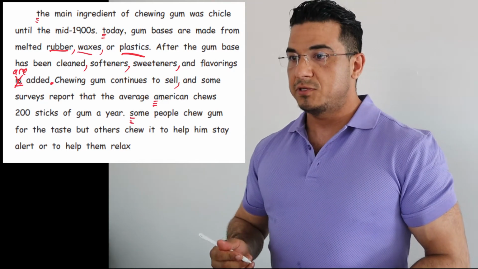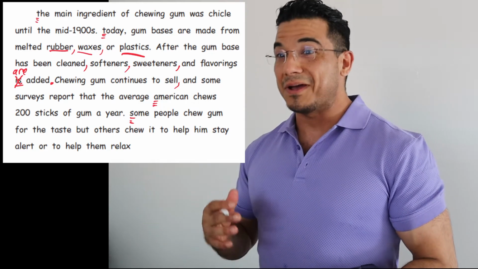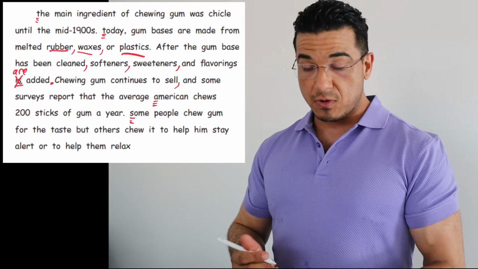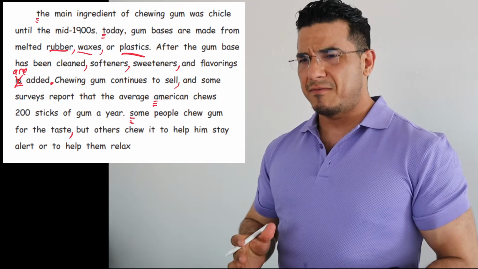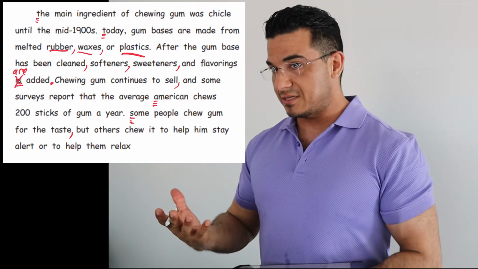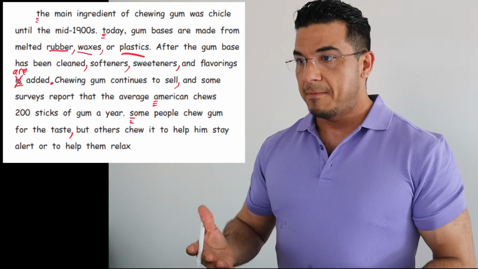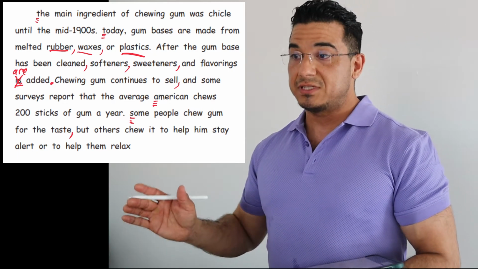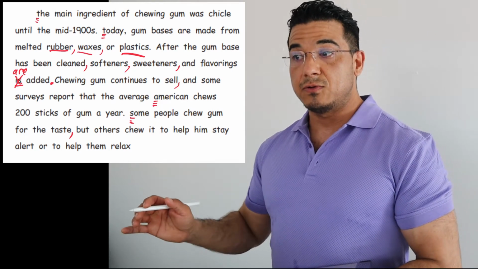So some people chew gum for the taste, but others chew it to, and here again, more of a style choice, but I think it's more appropriate to include that pause. So some people chew gum for the taste, and in fact I would say it's almost necessary, because here you are introducing one concept, which is that some people can chew gum or do chew gum for the taste, but, so now it's a conflicting opinion or a conflicting idea. Others chew it to help, so I would include that break with the comma, so but others chew to help him.